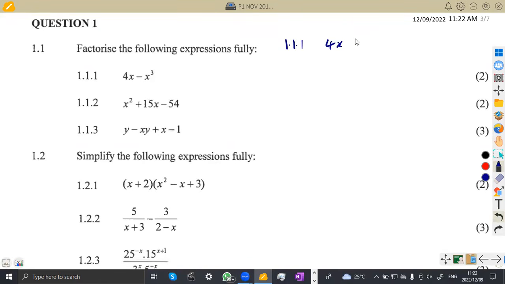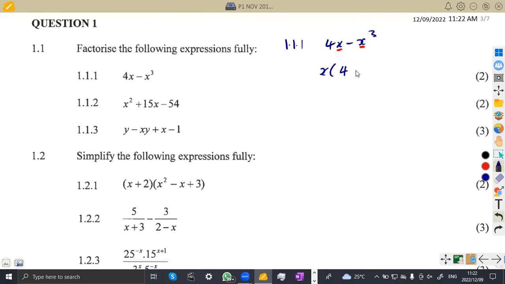We are given 4x minus x to the exponent of 3, factorize fully. What you need is to look into the expression and see if there are common factors. Do we have any common factors? We can cross-check: you've got x and x to the exponent of 3, or x cubed. So that means you can factor out that x, which is the highest common factor.